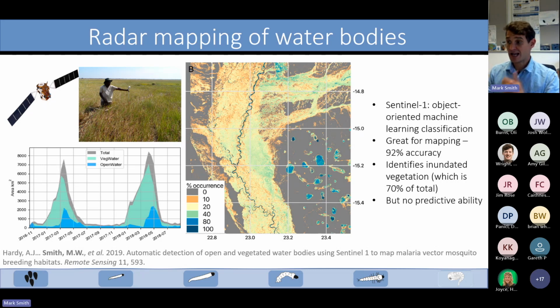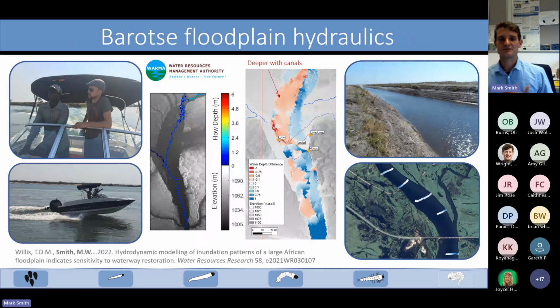And it had a 92% accuracy when we compared it with ground validation, but we realized that there's no predictive ability here. So this is only so useful for us. To move beyond that, we developed a floodplain model using LISFLOOD-FP to get that predictive ability and examine how future climate changes might impact the water body availability in the floodplain, particularly thinking about changes to the timing and magnitude of the annual flood peak.